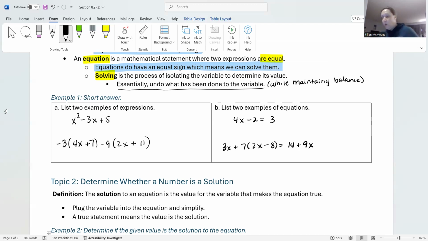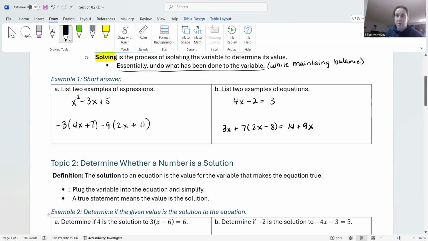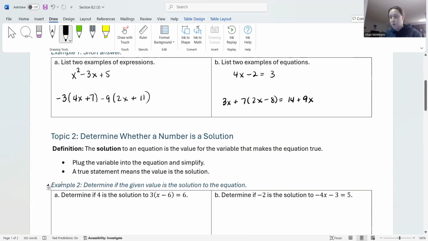Okay? Now, one other thing that we need to talk about, and it goes kind of nicely with this introduction to equations, is can we determine whether a number is a solution or not? So first, what is a solution? Well, the solution to an equation is the value for the variable that makes the equation true. Sometimes instead of seeing that wording, we'll say it's the value for the variable that satisfies the equation.